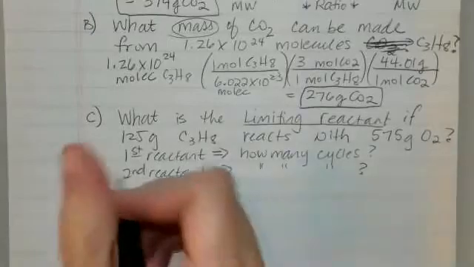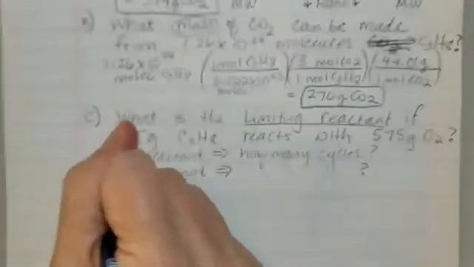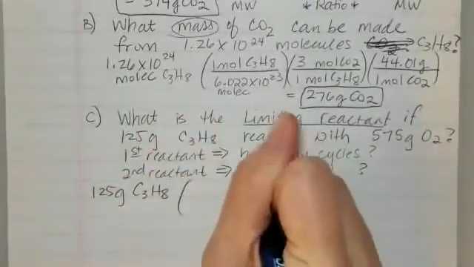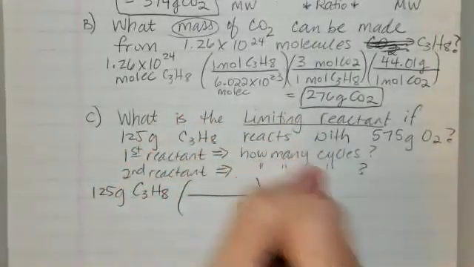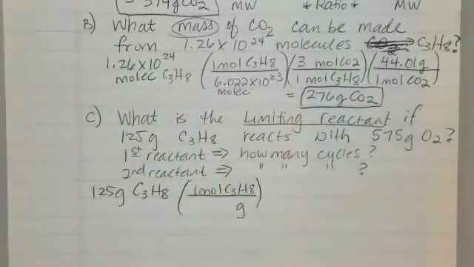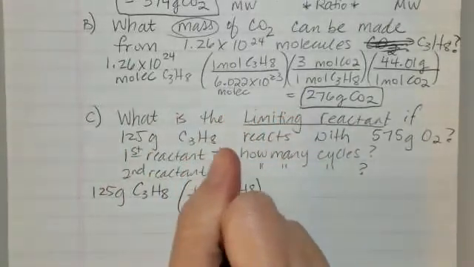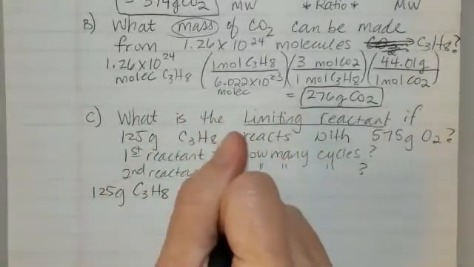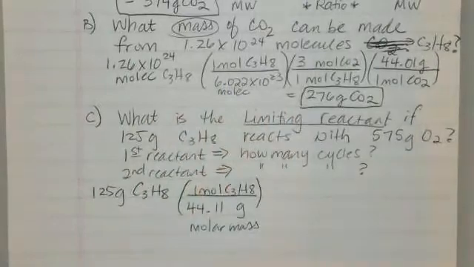So I'm going to start with my first reactant. I have 125 grams of propane, C3H8. Now, just as we talked about earlier, it is a mass. Your first job is to always go to moles. That never changes. And so we're going to need that molar mass or molecular weight, whatever you want to call it, from the periodic table. And we saw that one earlier. It was 44.11 grams per mole.